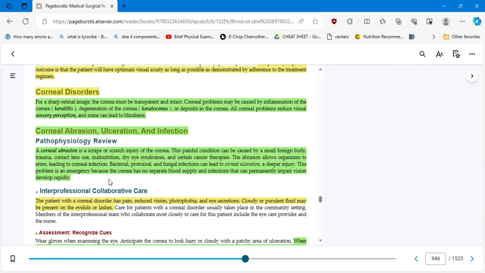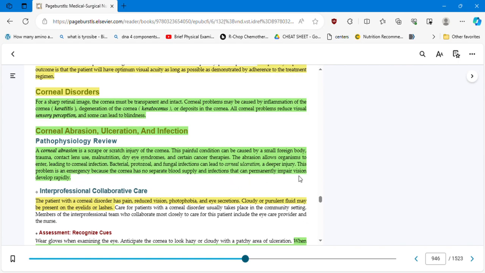A corneal abrasion is a scrape or a scratch injury in the cornea. This painful condition can be caused by a small foreign body, trauma, contact lens, as we mentioned before, malnutrition, dry eye syndromes, or certain cancer therapies.